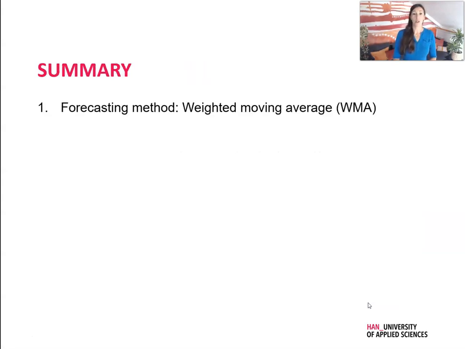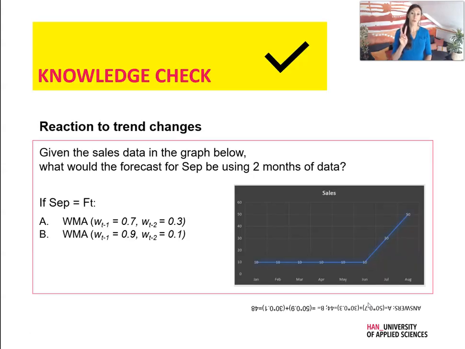So in this video, we talked about the weighted moving average method. And here again, I leave you with two knowledge checks. The first one being just the calculations themselves. We see here we have the same sales data we had in the previous video. We have 6 months, we sold 10 units. And then in July, we sold 30. In August, we sold 50.